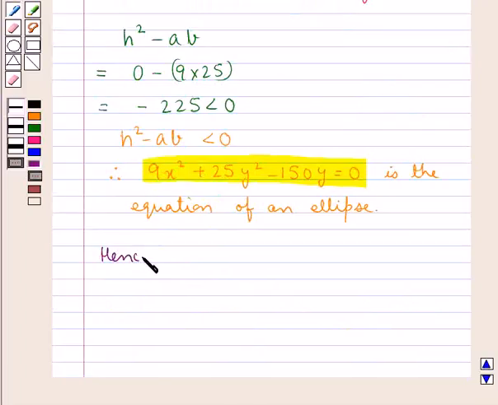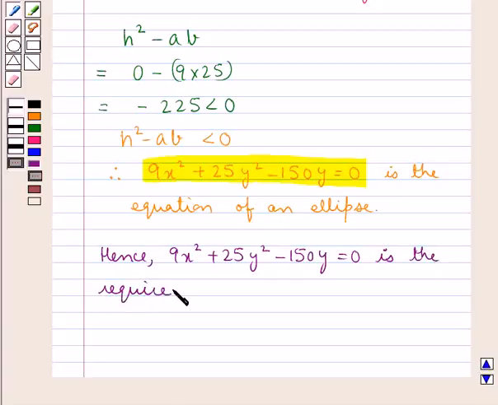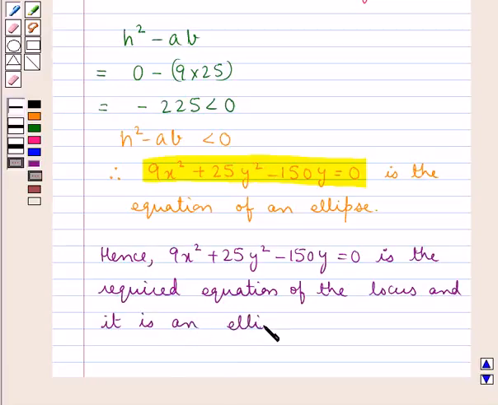Hence, we say that 9x square plus 25y square minus 150y equal to 0 is the required equation of the locus and it is an ellipse. So, this completes the session. Hope you have understood the solution of this question.